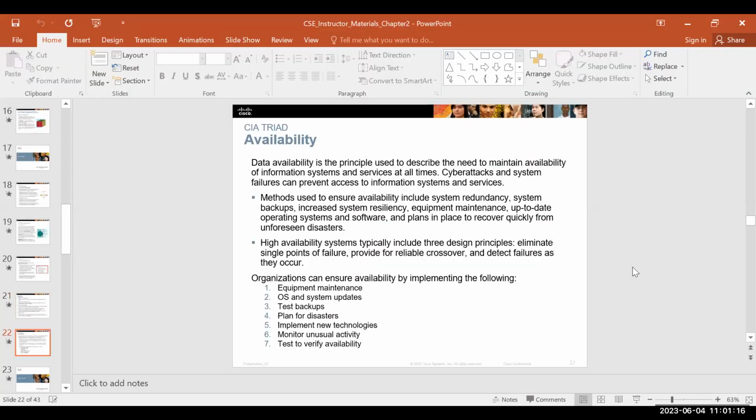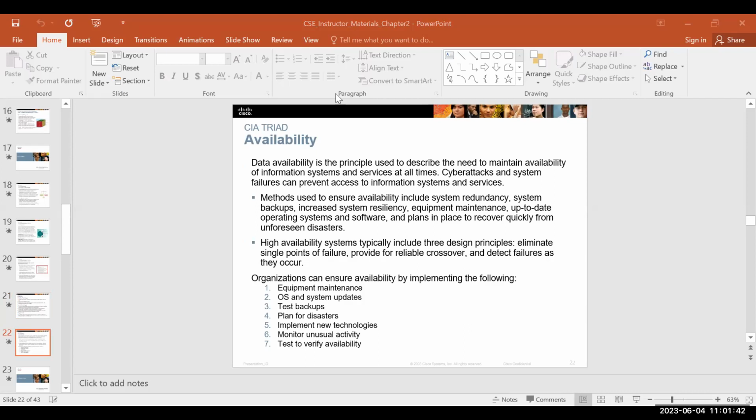Okay, availability, which is the last dimension in the 3 dimensions we are speaking about. Now, what is data availability? Data availability is the principle used to describe the need to maintain availability of information and services at all times.